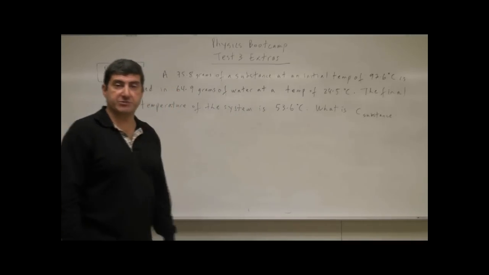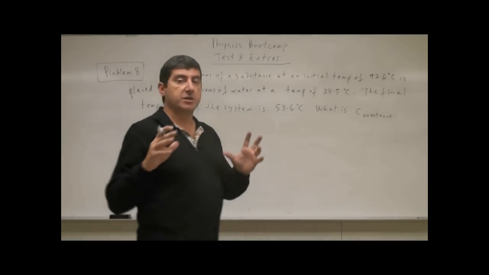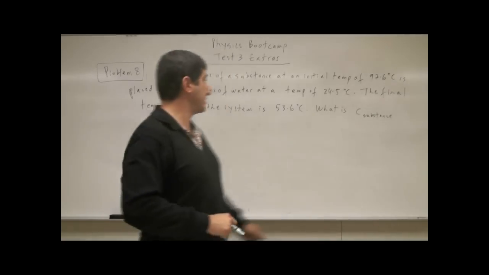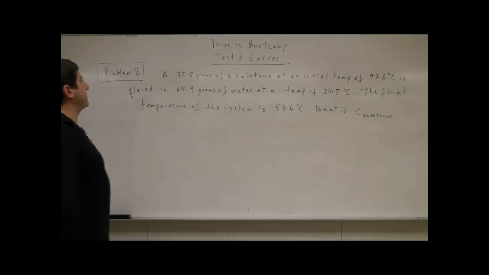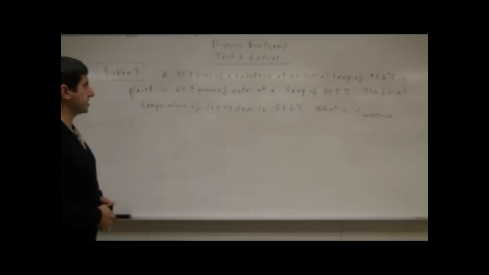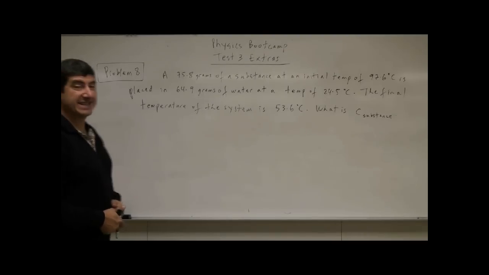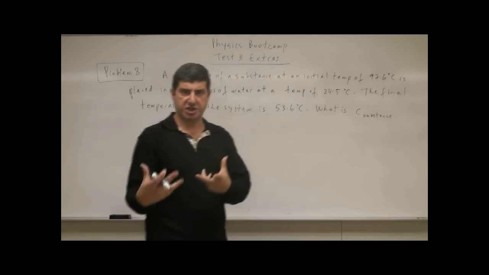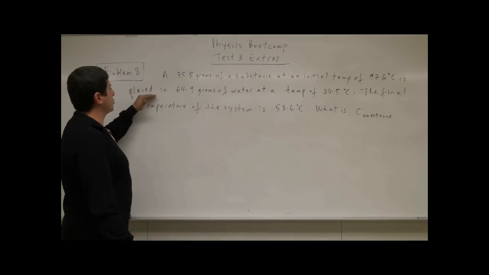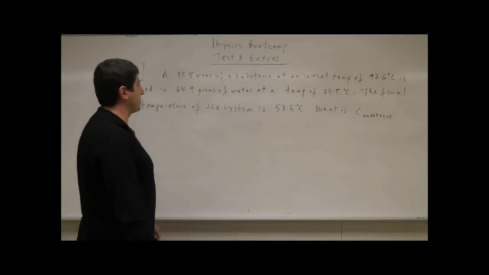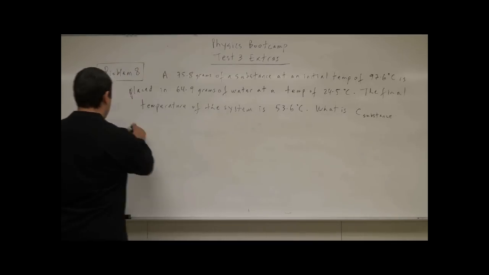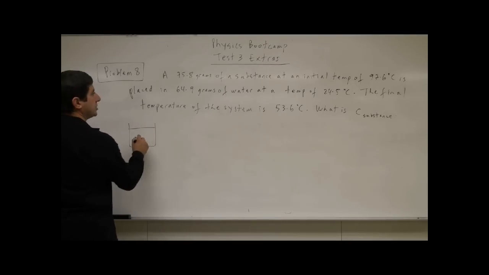The next several problems have to do with specific heat, heat of fusion, heat of vaporization, those topics. The question says 75.8 grams of a substance at an initial temperature of 97.6 Celsius. So it could be some kind of hot material. You take it and you place it in 64.9 grams of water at a temperature of 24.5 Celsius. So the water is initially 24.5 Celsius.